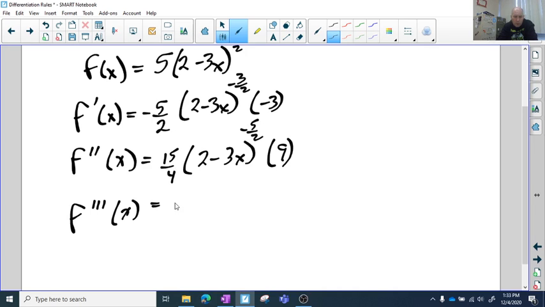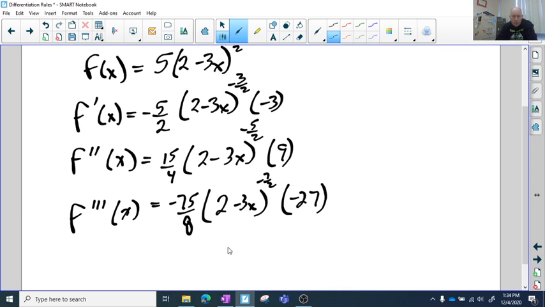Third derivative. -5/2 times 15/4 is -75/8. (2 subtract 3x) to the -7/2. Derivative in the brackets is -3. There's already a 9 out there waiting. That will go down to -27.